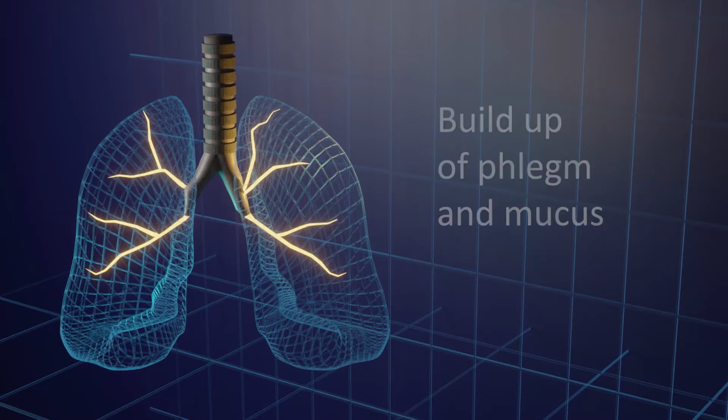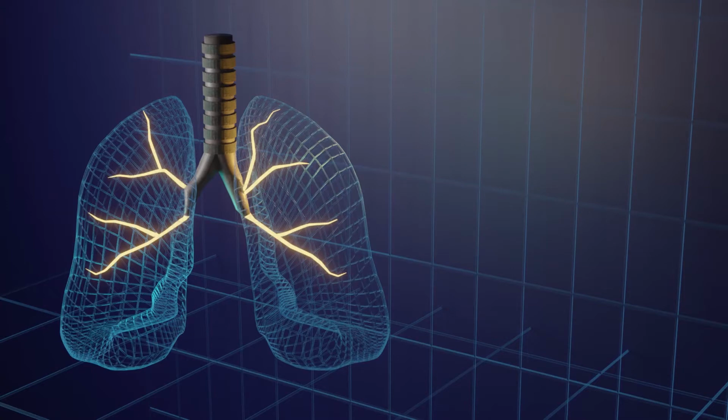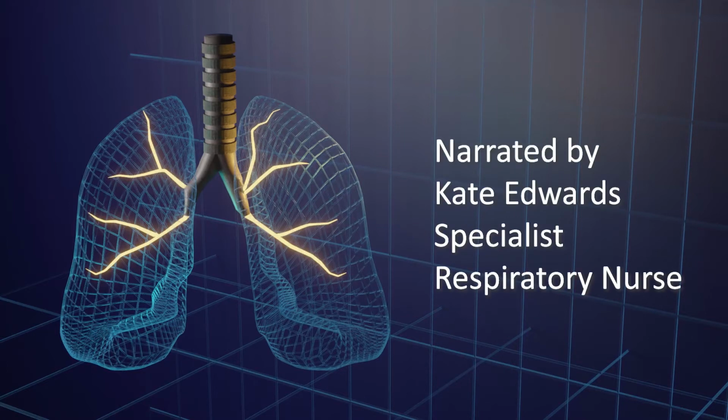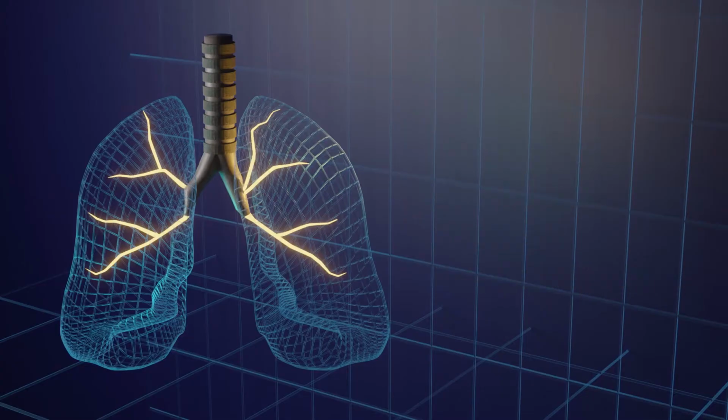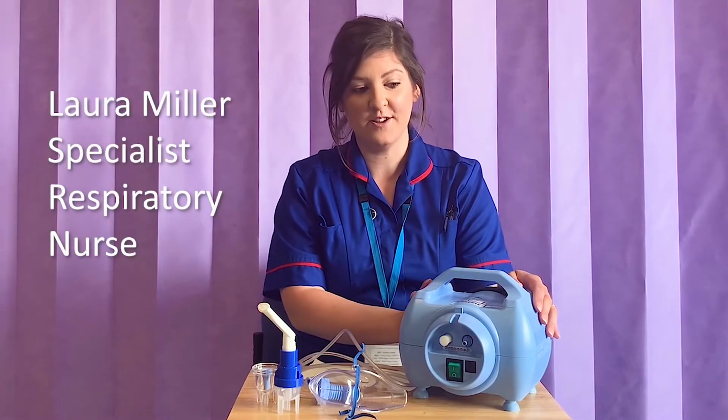Or to help control build-ups of phlegm and mucus, with solutions that work by loosening mucus in your airways, therefore making it easier to cough up. In some cases, antibiotics are also given via a nebuliser to treat and prevent infections. Only use the nebuliser to take the medicine prescribed for you. So now we're going to show you how to set up and use your nebuliser.